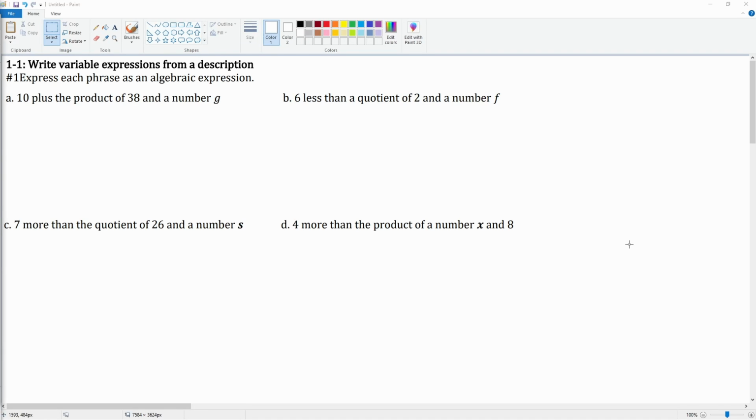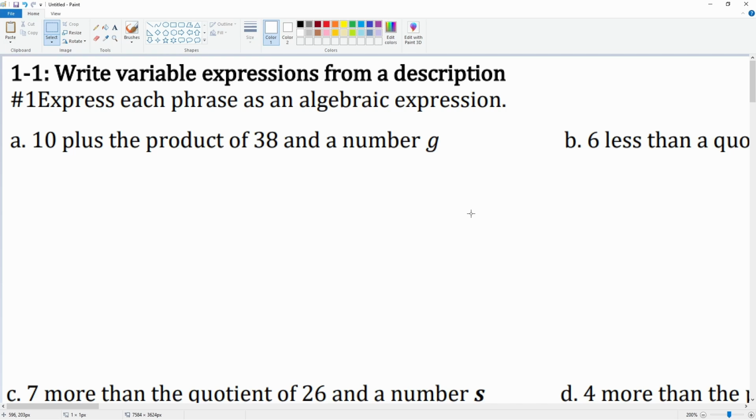1-1, write variable expressions from a description. Number 1, express each phrase as an algebraic expression. A: 10 plus the product of 38 and a number g.